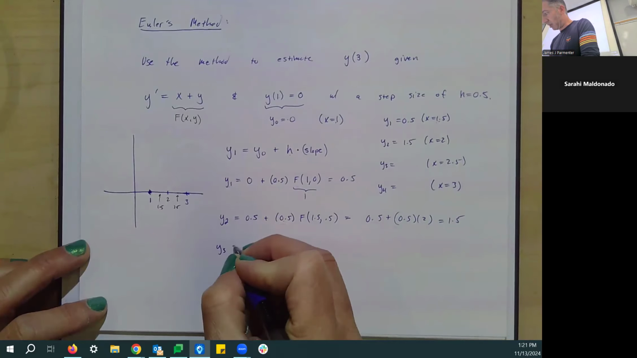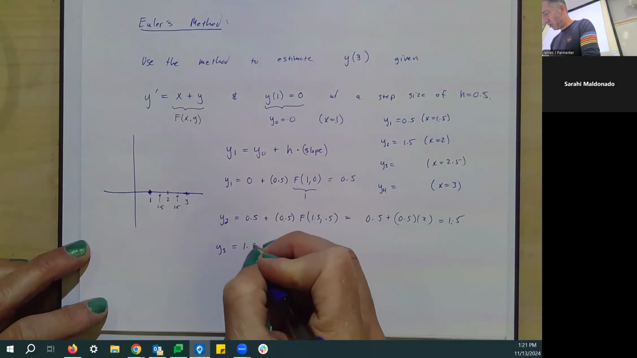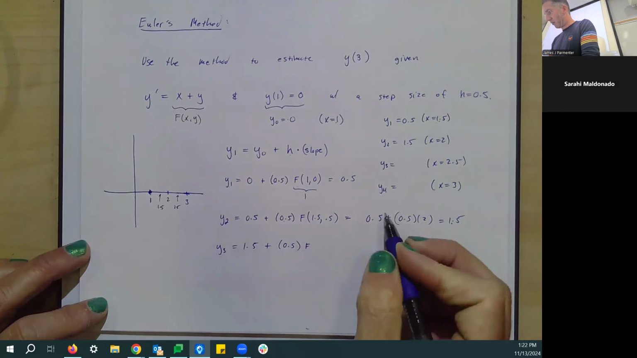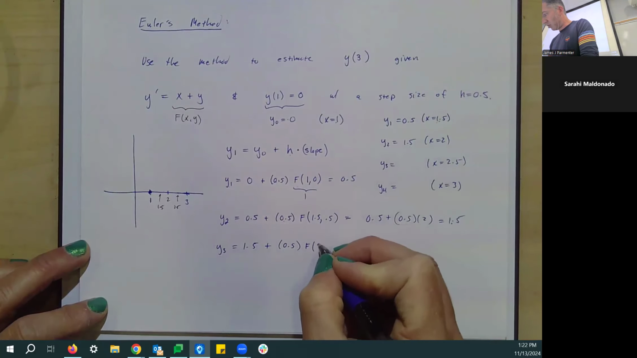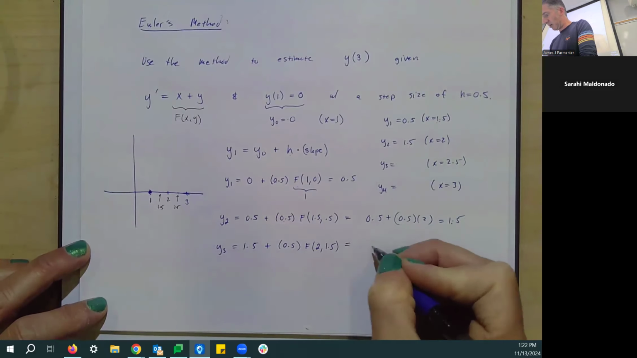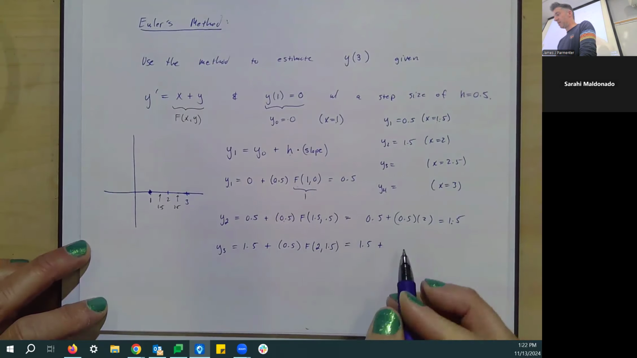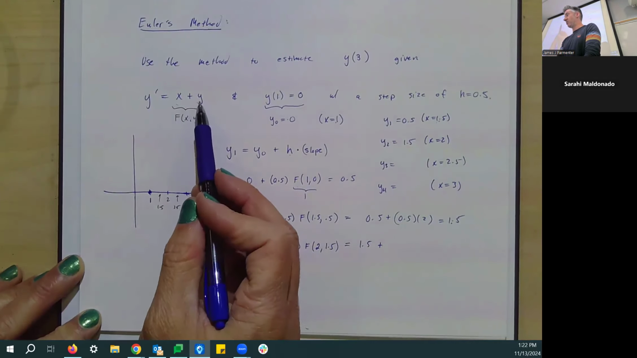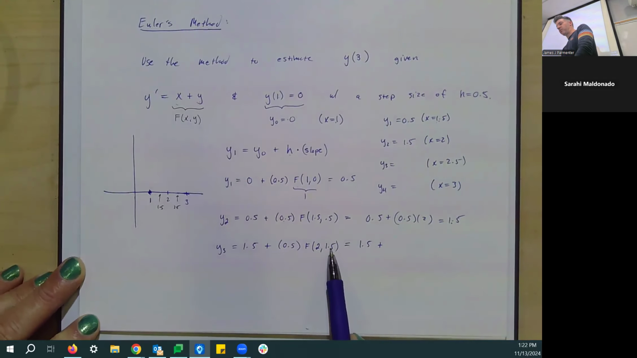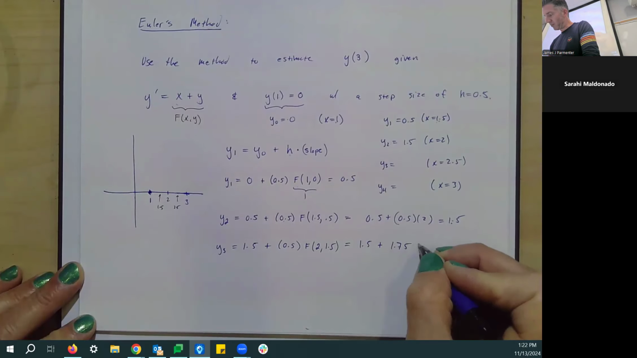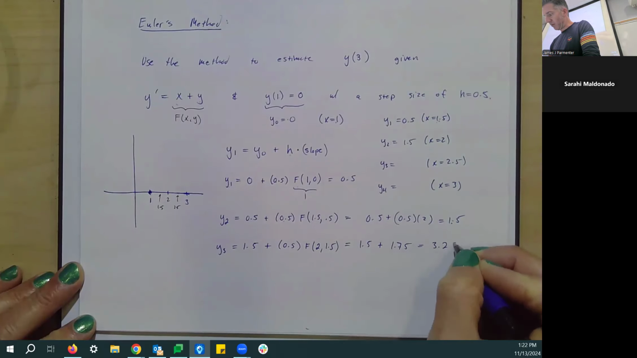y sub 3 is going to be the previous y value plus always the same step size times f of my previous coordinate, which is going to be 2 comma 1.5. Things might start to get a little bit messy here. That's going to be 1.5 plus... The nice thing about this particular differential equation is you're literally just adding the x and the y coordinates. So you can really just add those together and say, oh, that's 3.5. And then half of 3.5 is 1.75. That's going to be 3.25.